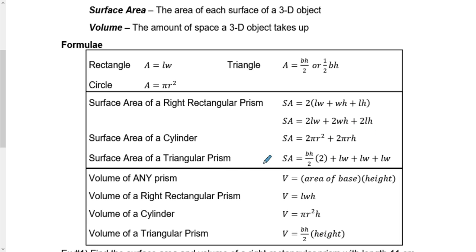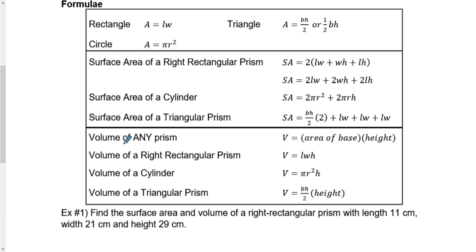Surface area of a triangular prism would have the area of the triangles. That's why we have the triangles times 2, because there will be 2 of them, and adding the rectangular sides. The volume of any prism is always the area of the base multiplied by the height. So for a rectangular prism, the base is length times width. That's why it's being multiplied by the height after. For a cylinder, the base is a circle. That's why we have pi r squared multiplied by the height. And for a triangular prism, it's the base times height divided by 2 times the height of the actual prism.